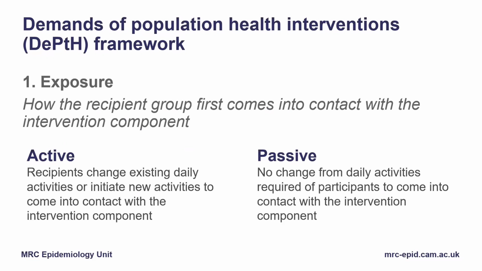And I'm going to show you now how these form a matrix using examples of interventions from the WHO's Best Buys interventions for non-communicable diseases. So mass media campaigns distributed either via websites or via digital apps require individuals to either download new apps onto their smartphones or visit websites that they might not commonly visit. And so both are examples of an active exposure where they've initiated a new activity to come into contact with the intervention.